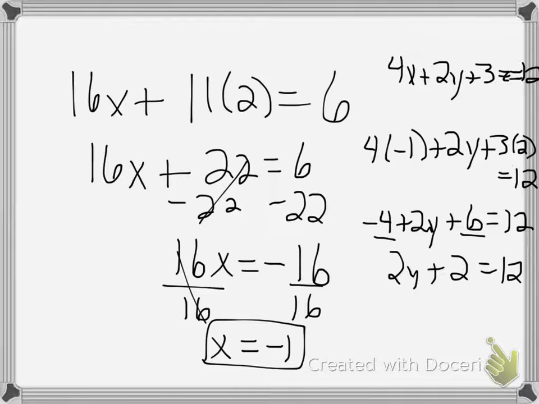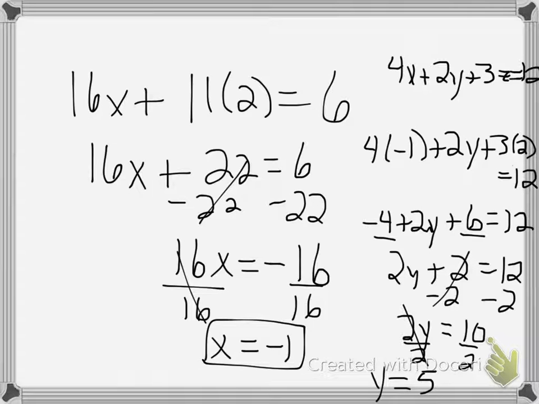What's my next step to get y by itself? Subtract 2 from both sides. 12 minus 2? 10. How do I get y by itself? Divide by 2 on both sides. So 10 divided by 2 gives me 5. So there's my y value.